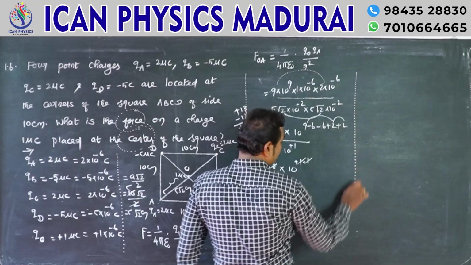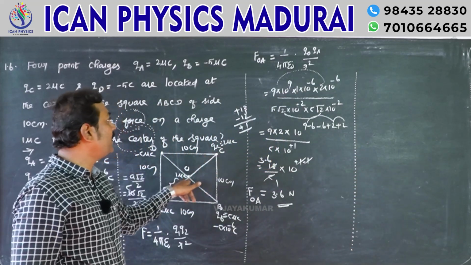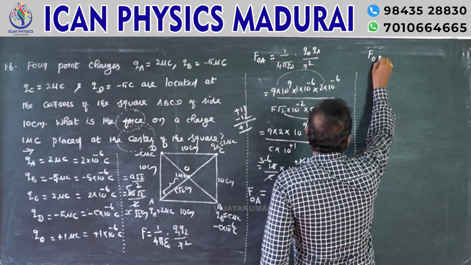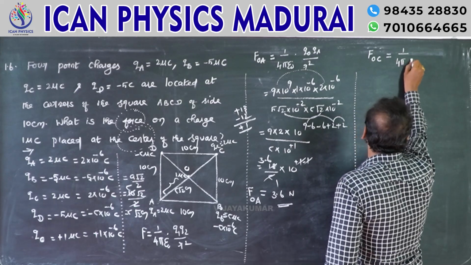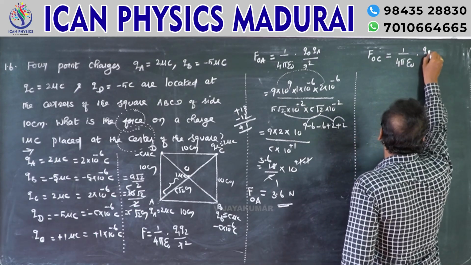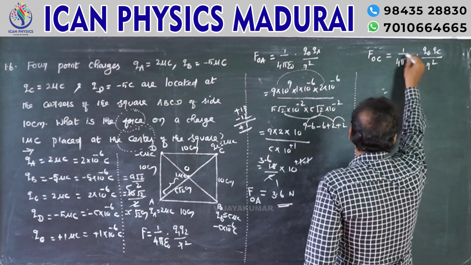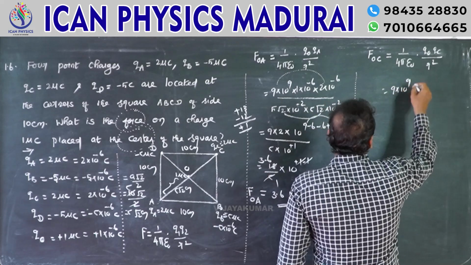Now I want to go to the opposite sides, QC and QO. So force between O and C is 1 by 4 pi epsilon 0 Q naught into QC divided by R square. So 1 by 4 pi epsilon 0 is 9 into 10 to the power 9 into Q naught.